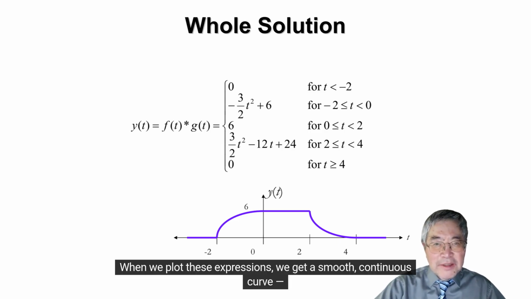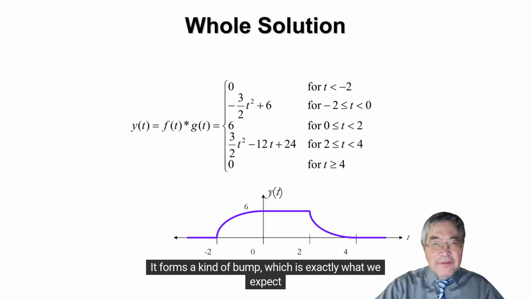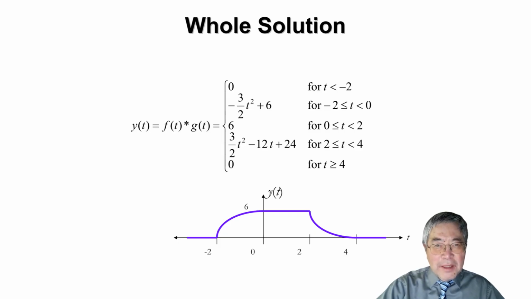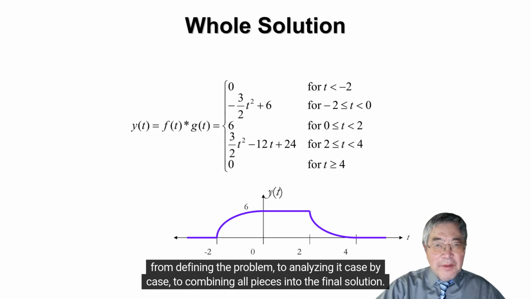When we plot these expressions, we get a smooth, continuous curve. It rises, flattens out in the middle, and then gradually falls again. It forms a kind of bump, which is exactly what we expect, as g of t slides over and past f of t. This example gives us a complete mathematical walkthrough of continuous convolution, from defining the problem to analyzing it case by case to combining all pieces into the final solution.